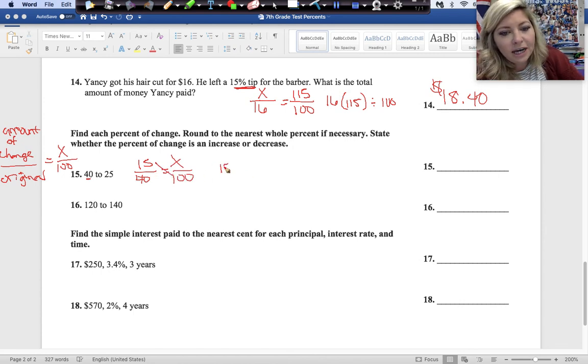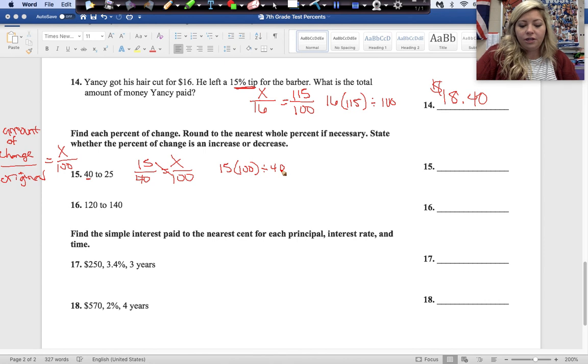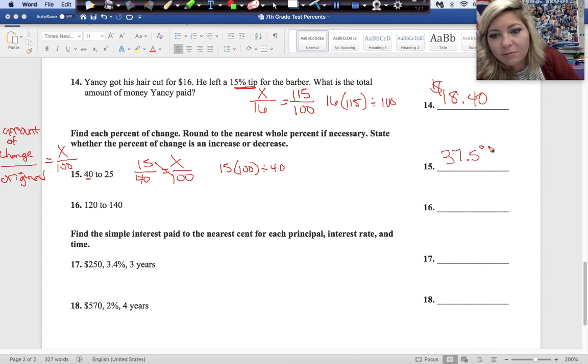So 15 times 100 gives us 1,500 divided by 40. So we get 37.5, and again, this is our percent. It says round to the nearest whole percent, so that would actually be 38%. And it says state whether the percent of change is increasing or decreasing. From 40 to 25, we're actually going down, so it is decreasing.